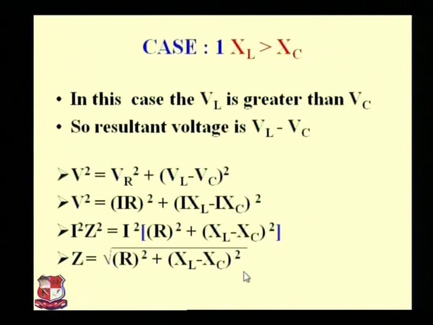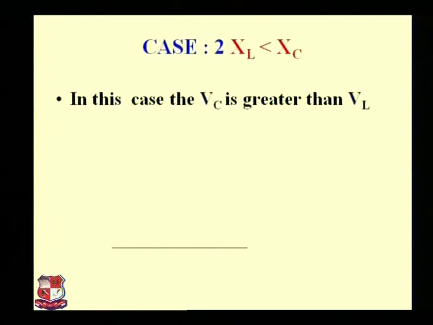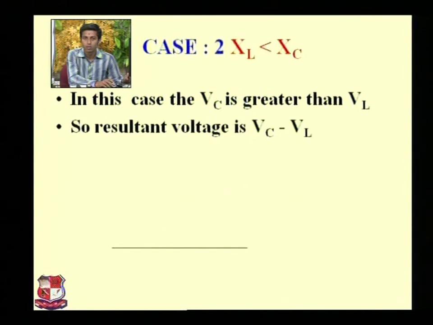Now let's go with case number 2, when inductive reactance is less than capacitive reactance. That means capacitive reactance is more than inductive reactance and the circuit becomes capacitive. So when the reactance of the capacitance is more, it is obvious that the capacitive voltage is more than the inductive voltage. So VC is greater than VL. In that case the resultant voltage is given by VC minus VL.